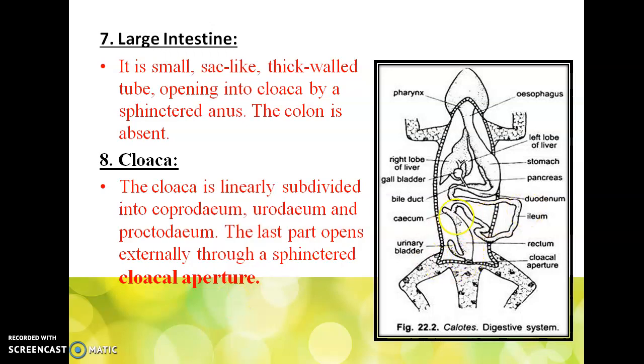Then comes the cloacal aperture. The cloaca is a linearly subdivided region and can be divided into three distinct areas: coprodeum, urodeum, and proctodeum. The last part is known as the proctodeum, which generally opens to the outside by means of the cloacal aperture. So that's all about the digestive system of Calotes versicolor.